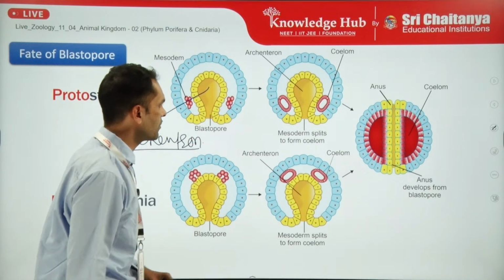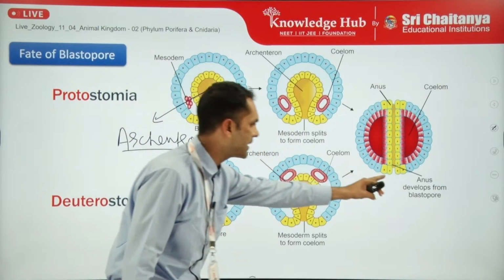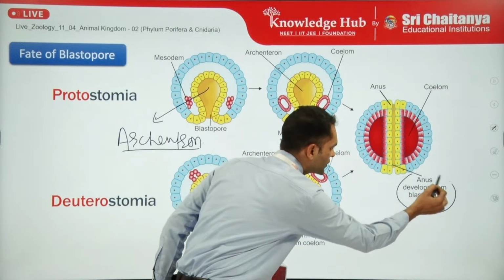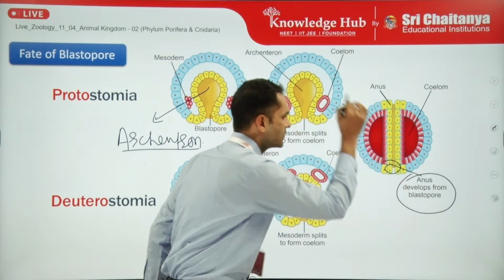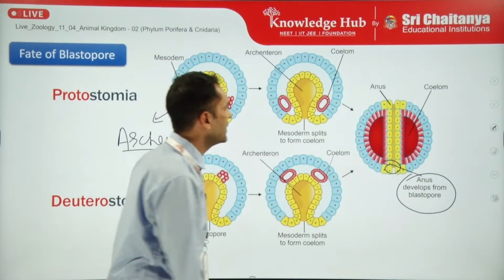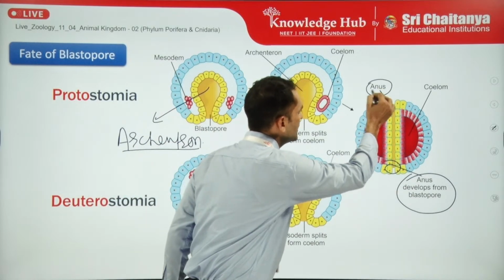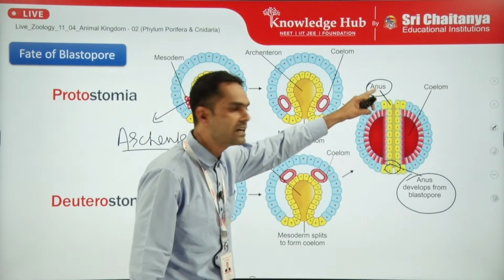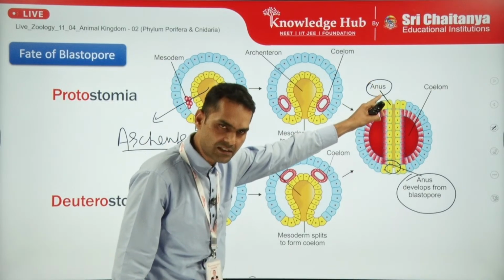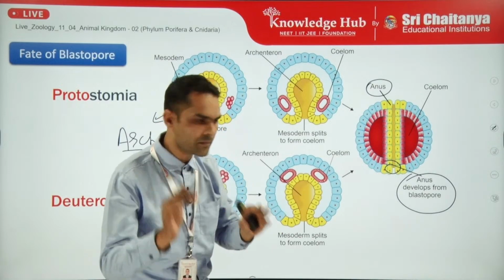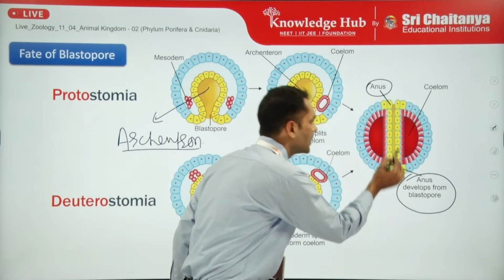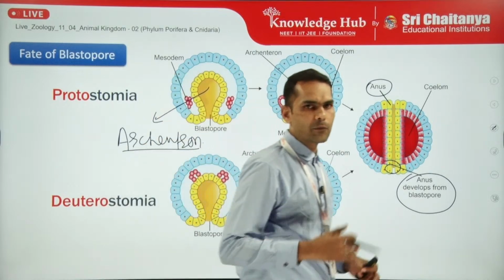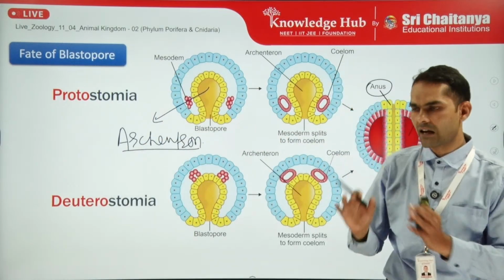And if the blastopore is forming the pore, like here we can see that the anus develops from the blastopore on this side, and here this is again shown as anus, but instead it is the mouth in the case of deuterostomates. In the vice versa case, protostomates, it will be the mouth and the opposite end will be the anus, right? So in this way, the protostomates and deuterostomates are forming.